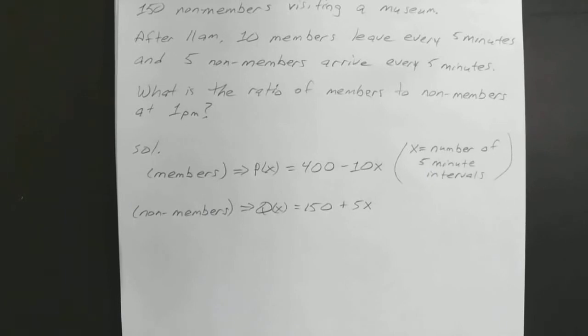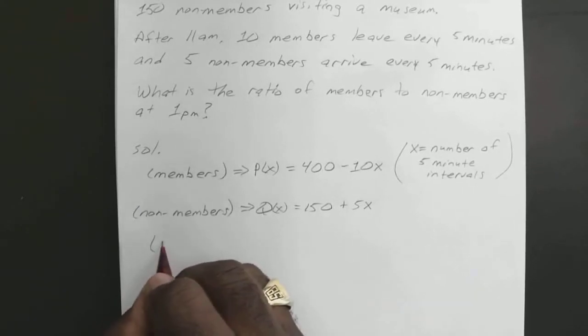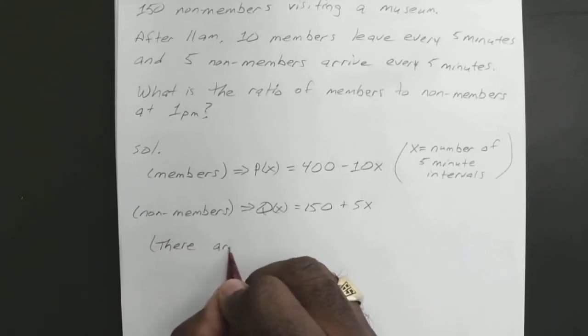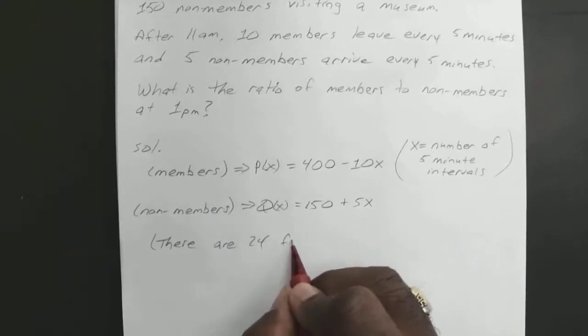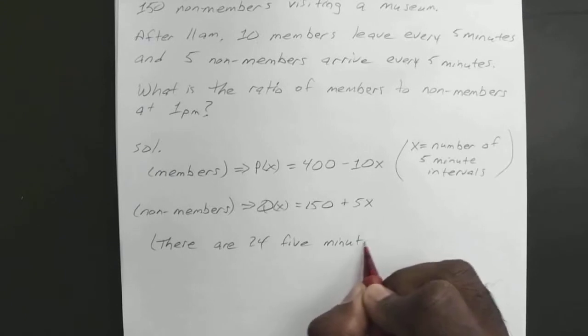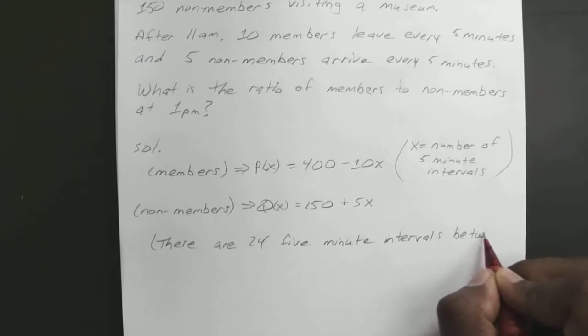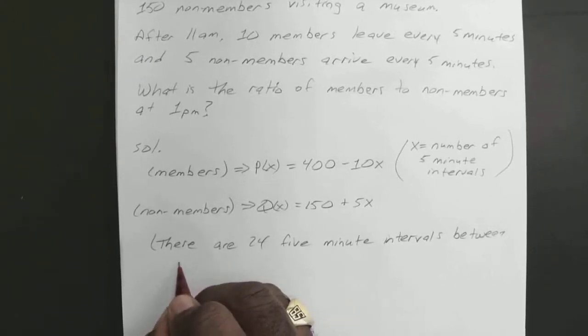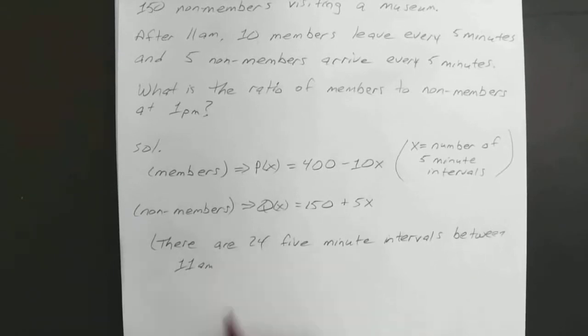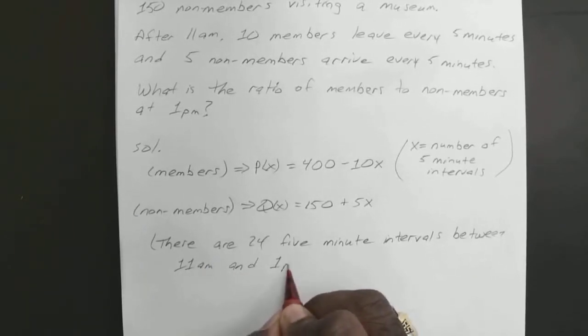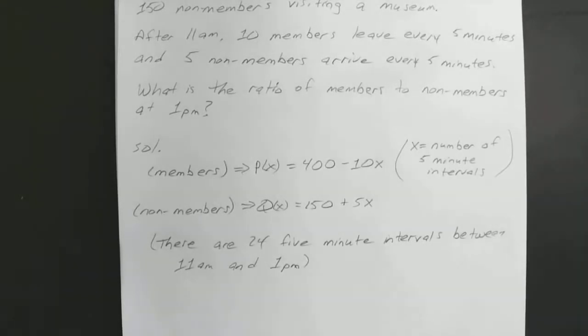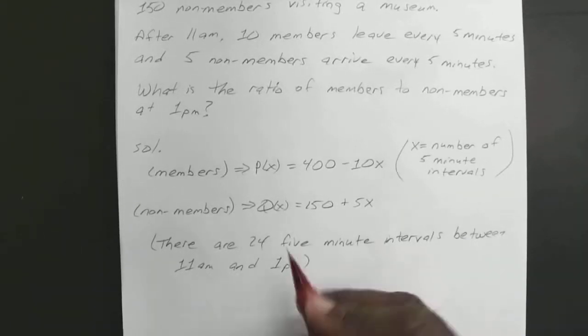Okay, so we know that there are 12 5-minute intervals in an hour. So that means between 11 and 1, you have 2 hours. That means you have 24 5-minute intervals. So there are 24 5-minute intervals between 11 a.m. and 1 p.m. Clean that up a little.